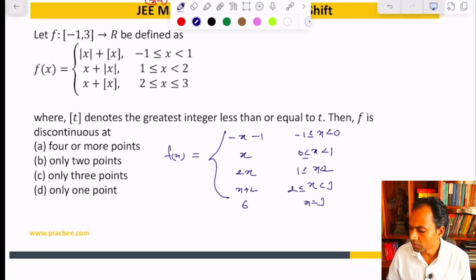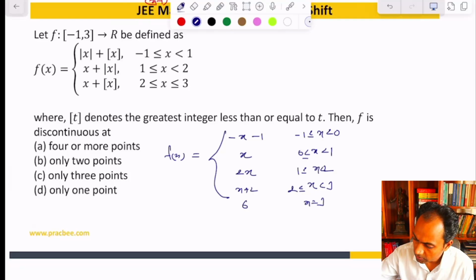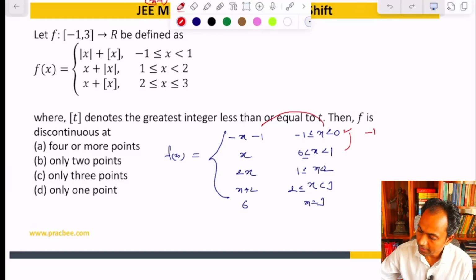So now if you check this, what are the points of discontinuity? The points of discontinuity will only arrive when the value of the function is changing. So at 0, you can put the value here and get the left hand limit. You can see that the left hand limit comes out to be -1. The right hand limit comes out to be 0, and this is not equal. Hence, it is discontinuous.